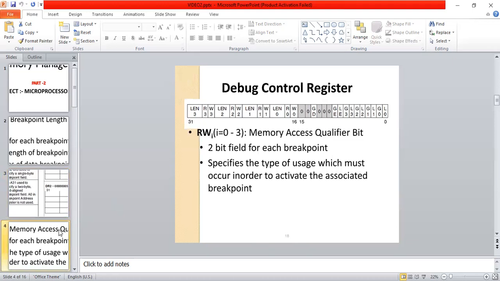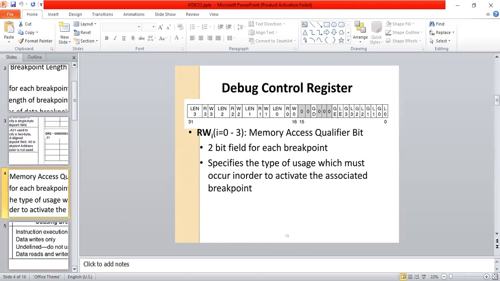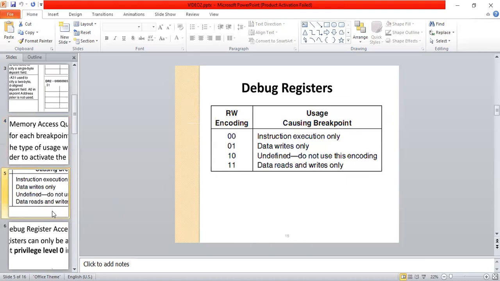Debug control registers, the R and W bits. Memory address access qualifier bits. It is a 2-bit field for each breakpoint. This field specifies the type of usage which must occur in order to activate the associated breakpoint. Debug register RW encoding, read or write encoding: 00 instruction execution only, 01 data writes only, 10 undefined, that means this is not used in this encoding, 11 data reads and writes only.